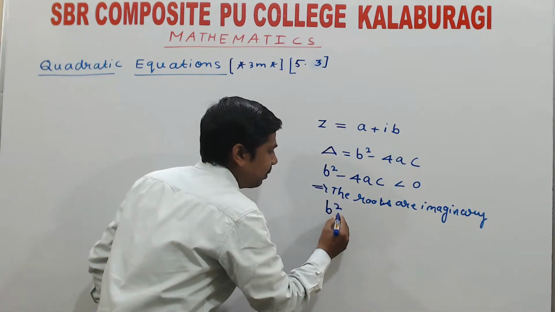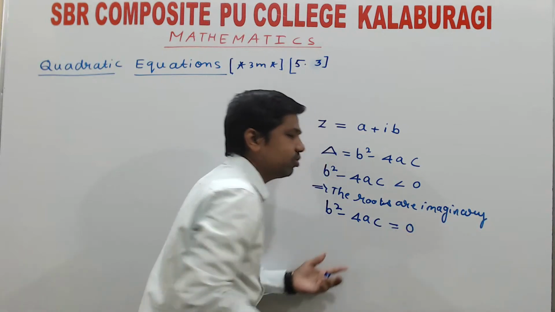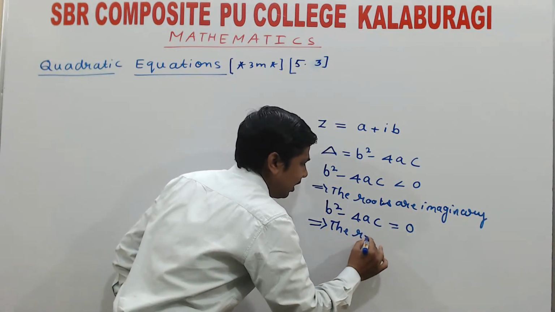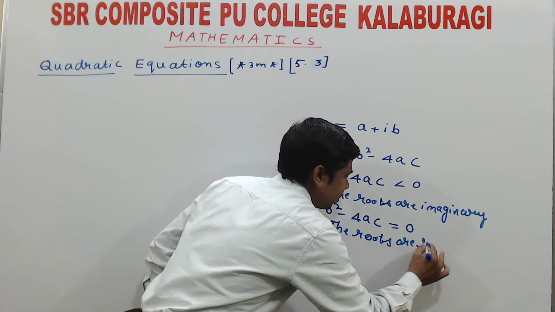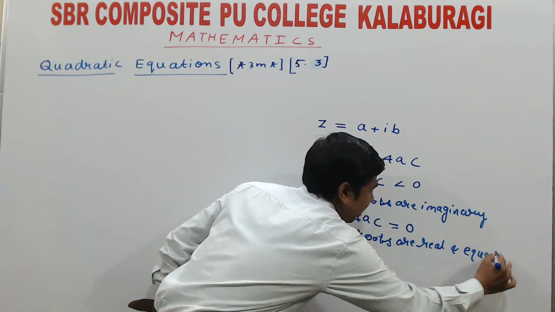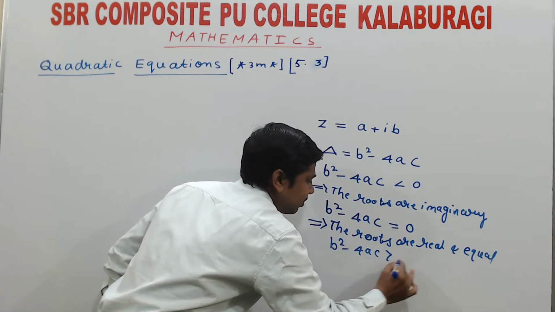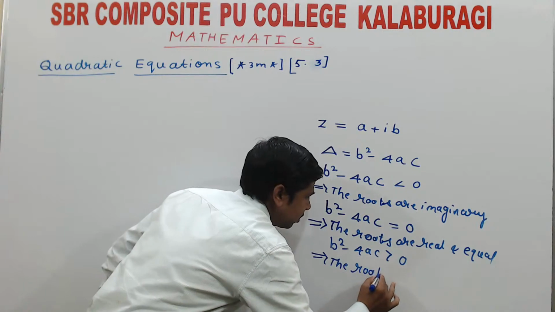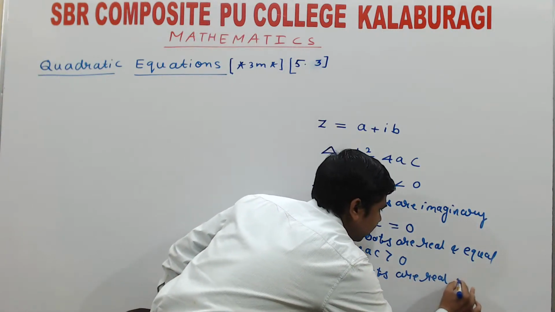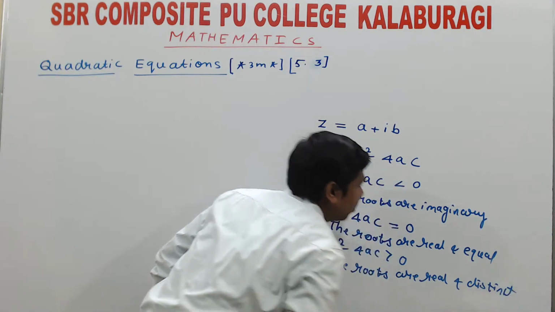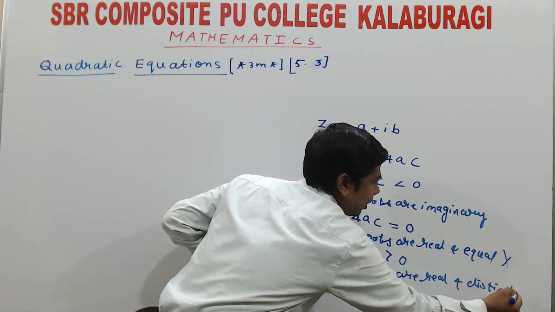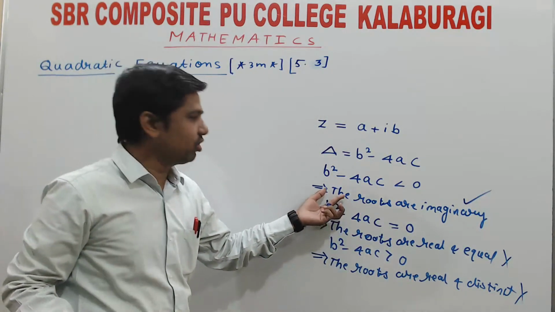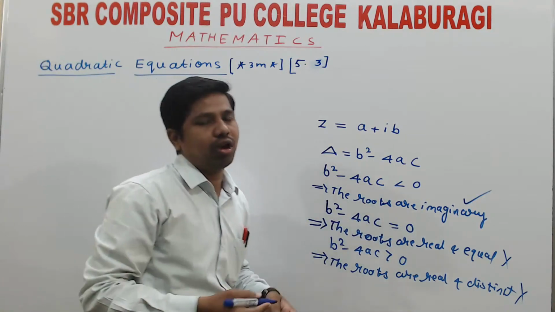And if this discriminant b square minus 4ac is equal to 0, then the roots are real and equal, right? Already in 10th you studied about this. And if b square minus 4ac is greater than 0, the roots are real and distinct, right? So as I told, you are not solving examples related to roots being real and equal or real and distinct. All the examples you are solving have imaginary roots. Right. So let us see how you are solving that quadratic equation.